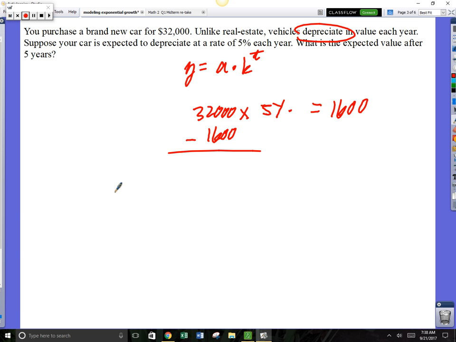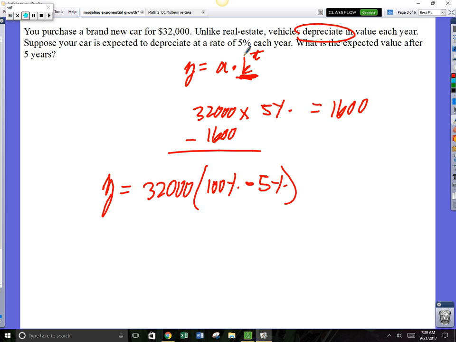So here's what we're going to do. Our function y equals a, 32 grand. Now you're going to times it by the rate. So the factor is going to be 5%, but we are going to do 100% minus 5% each year. So we are going to times it by, how many years? We're going to go 5 years. So 32 grand, we're going to take 95% of 32 grand each year for 5 years.